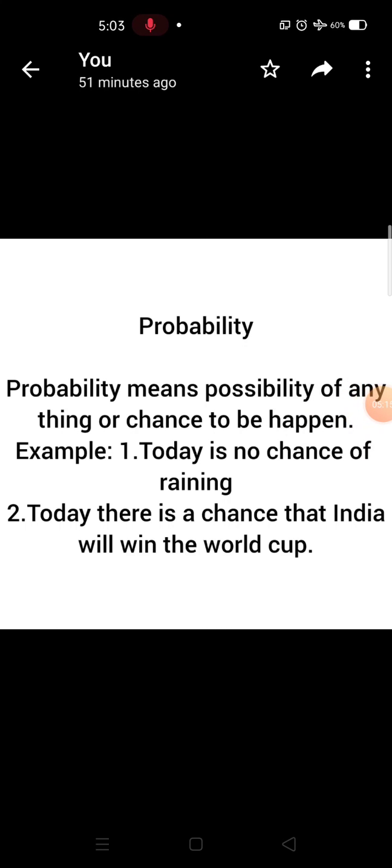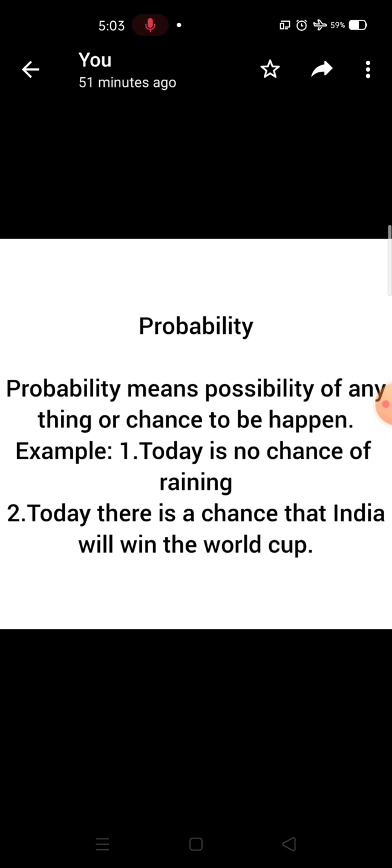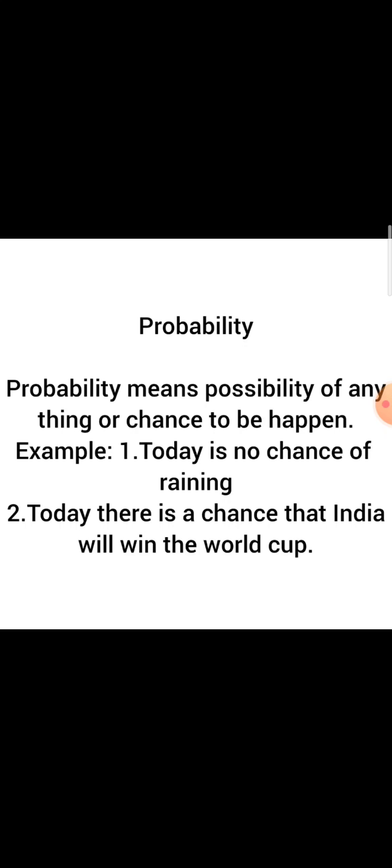Next exercise is 3.4, but before starting that exercise, we need to learn about probability. Now probability means possibility of anything or chance of something happening. For example, today there is no chance of raining, so that is a chance, or that is our guess, and that is called probability. Second example is, today there is a chance that India will win the World Cup. So again, this is an example of probability. Probability means chance or possibility.